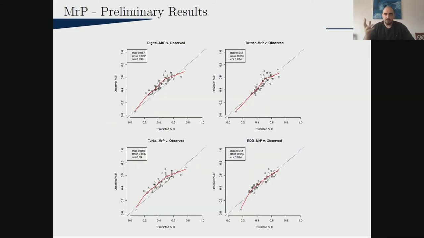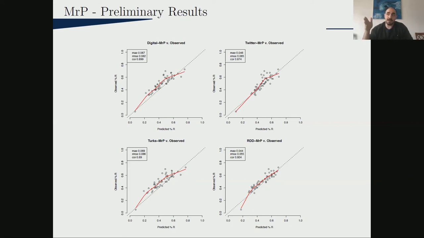And before we get bogged down by all the details, which are many, I want to present to you some of the preliminary results. Let me just quickly tell you what this panel is about. On the x-axis of each plot, you find the predicted share of the Republican vote. On the y-axis is the observed share of the Republican vote at the state level.